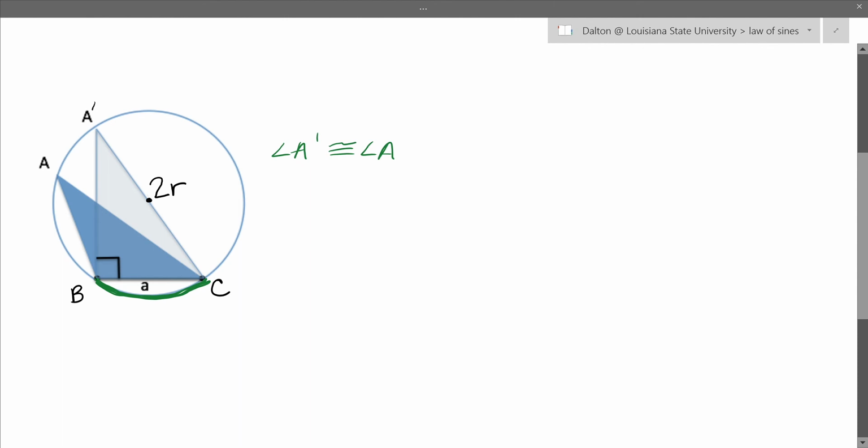And if those angles are congruent to each other, then that means the sine of A prime must also equal the sine of A. And if that's the case, let's actually write what the sine of A prime is, because that's a right triangle, so we know how to set up that ratio. The sine of A prime is equal to opposite over hypotenuse. So opposite of A prime, we have the side a, over the hypotenuse, we've labeled as 2r. So if that's the sine of A prime, and we know it is equal to the sine of A, then that also implies that the sine of A must also equal a over 2r.